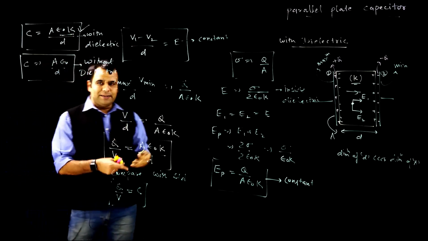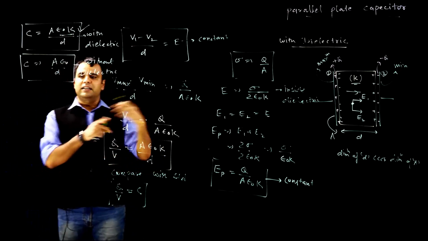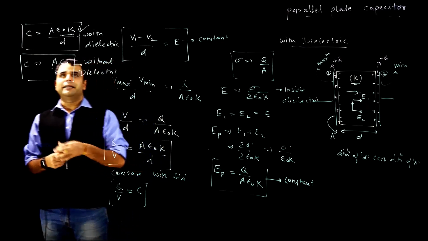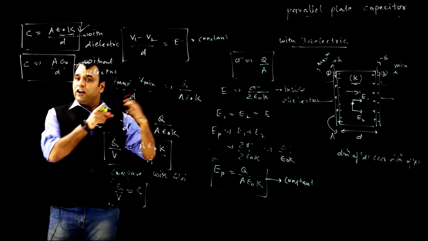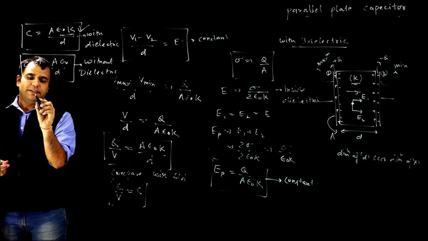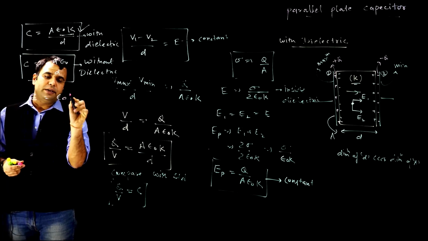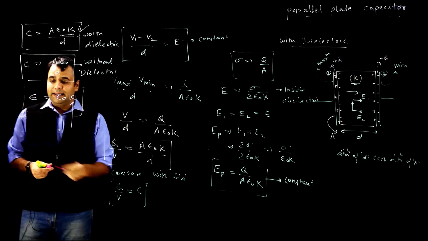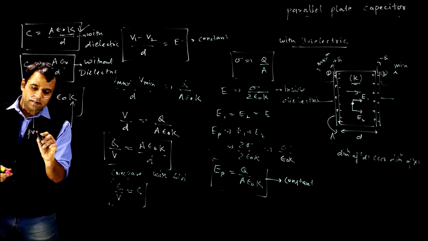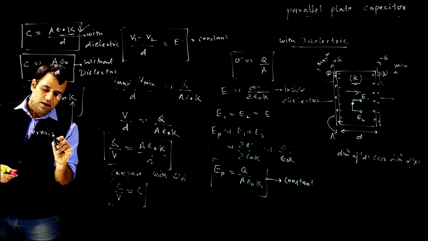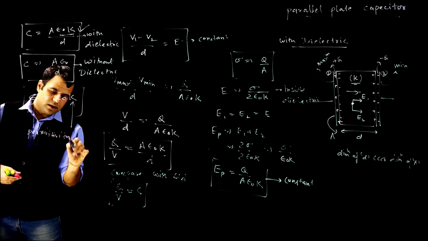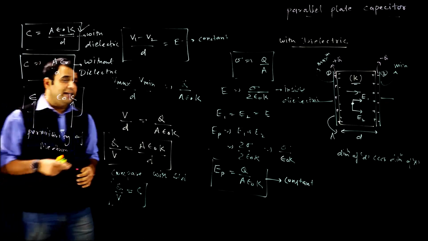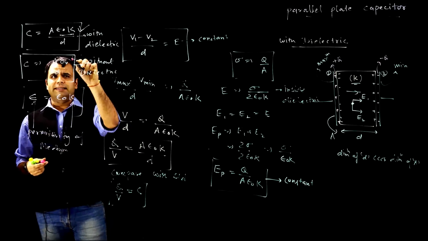So in case when you place the dielectric, this epsilon naught gets converted into epsilon naught K. And this epsilon naught K is the permittivity of the medium between those two. Since we already know epsilon is equal to epsilon naught times K in case of dielectric, K is the dielectric constant of the dielectric and this is the permittivity of the medium in which the dielectric is there. So basically, this can be a general formula.